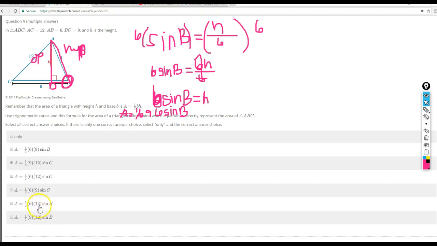Alright, the ones that include the 12 are not associated with the triangle of sine of b, so those ones are off the table. The reason I can choose this one, even though the 9 and the 6 are in different positions, is because of the commutative property of multiplication, which means the order of the numbers can be switched when we multiply. So 3 times 4 would be the same as 4 times 3, so the order can be switched.